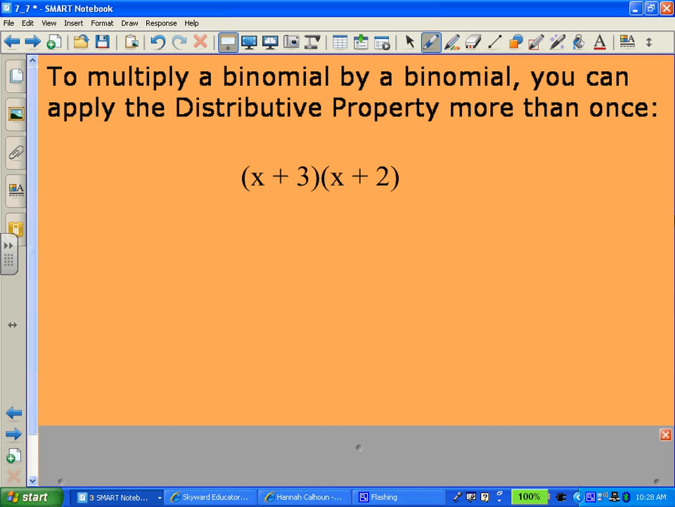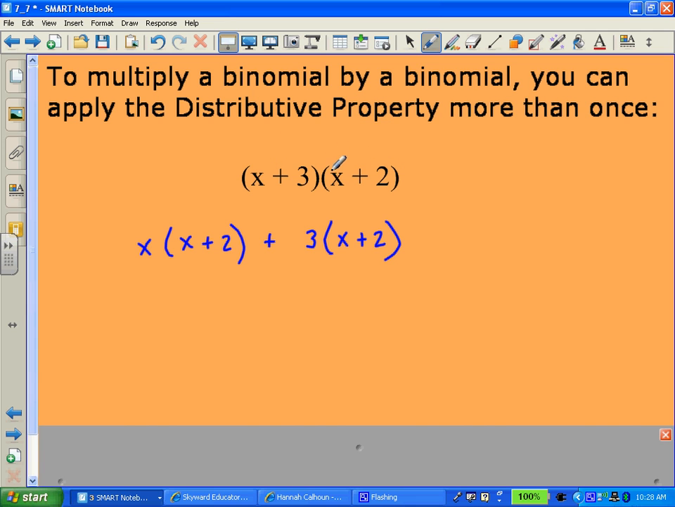So don't get confused by the two ways. I'm just showing you two different ways. The first way is to use the distributive property twice. And what I mean by that is I'm going to take x here and I'm going to multiply it by x plus 2. And I'm also going to take the 3 and multiply it by x plus 2.